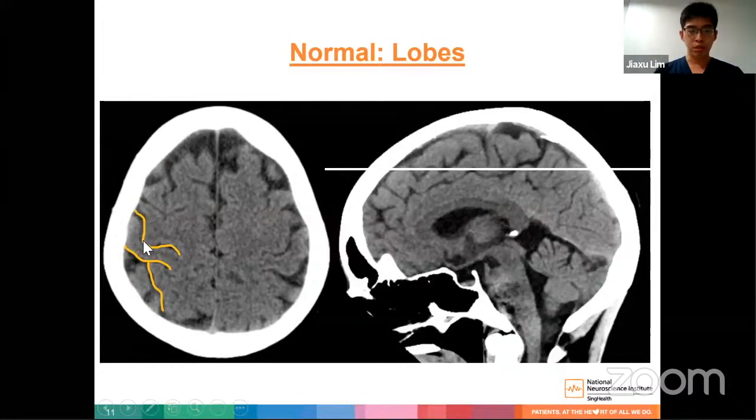Now, after we identify the central sulcus, we know for a fact this is the pre-central gyrus. That is because there is the hand knob over here, and this corresponds to the contralateral innervation of the motor function of the hand.